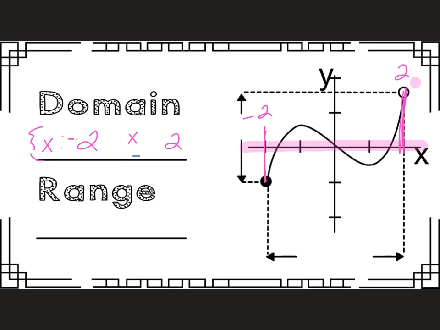Now we have to look at our symbols. Remember, everything in between negative 2 and 2 is a part of that domain. So negative 2 is a solid circle, so that would be x needs to be greater than or equal to negative 2. But it's going to go all the way up to 2, but not include 2. So in this case, we're not going to use an equal to sign. So it would just be less than. And then, of course, we close it with a bracket.